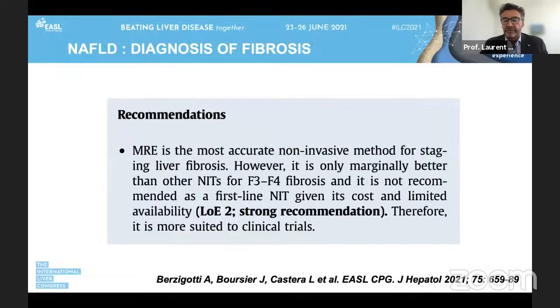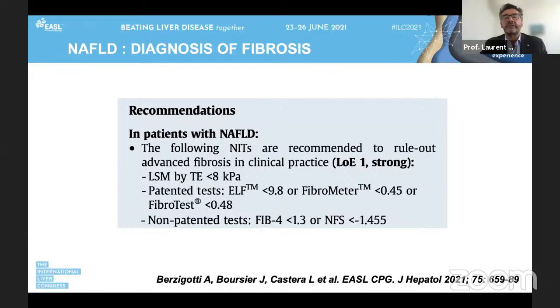So these are the recommendations. The updated recommendation is: the following non-invasive tests are recommended to rule out advanced fibrosis in clinical practice: liver stiffness by transient elastography below 8 kilopascal, ELF below 9.8, FibroMeter below 0.45, or FibroTest below 0.48. And for non-patented tests, FIB4 below 1.3 and NFS below minus 1.455.